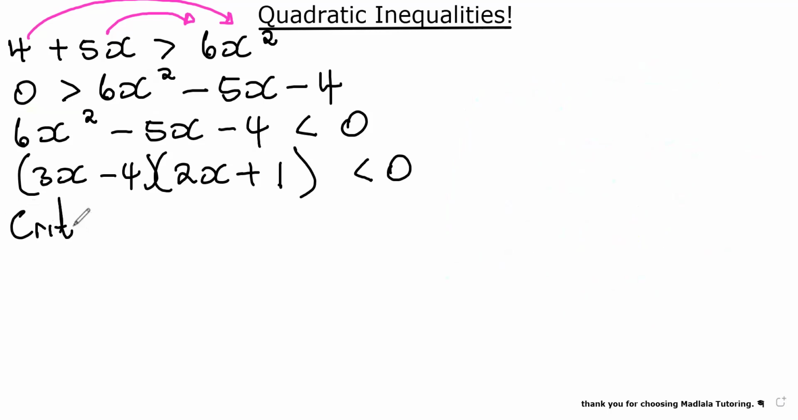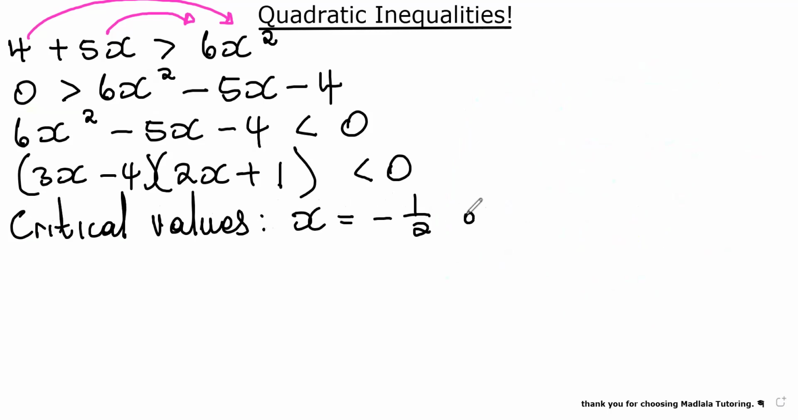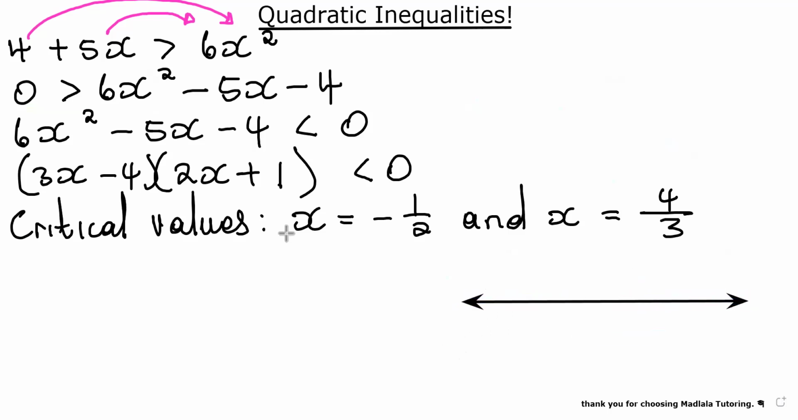Then it's time for you to state your critical values. So you'll tell them that x equals negative half and x equals positive 4 over 3. And once again, you go to your quadratic equation, not really equation, but function, so that you see how the function looks like. And the coefficient of x squared is positive, and the function is facing up.